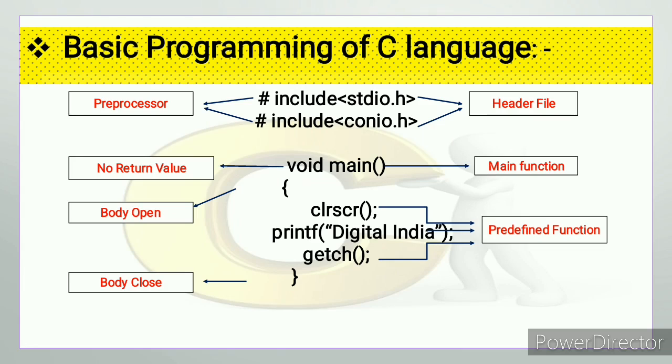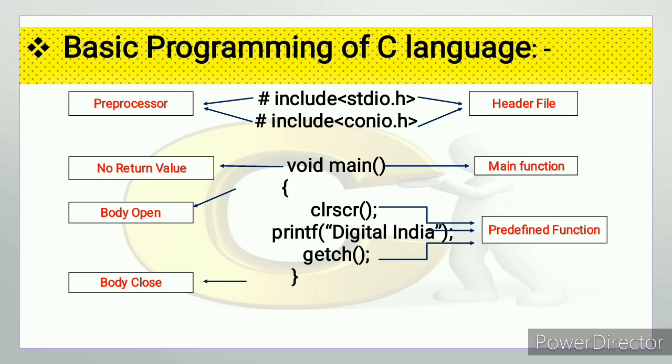So we can see that this is the coding. What is the purpose of this coding? To display Digital India on the output screen. So to display Digital India on the output screen, the coding looks like this. This coding is written in the Turbo C software. At first we discuss the coding line by line.